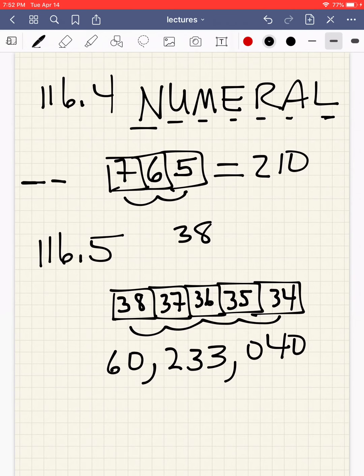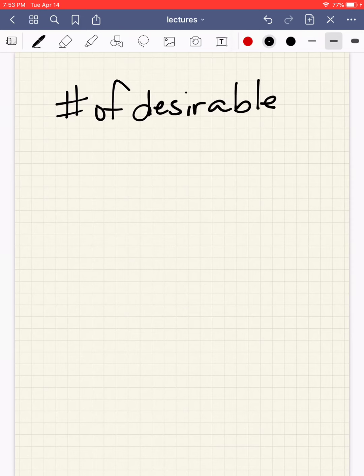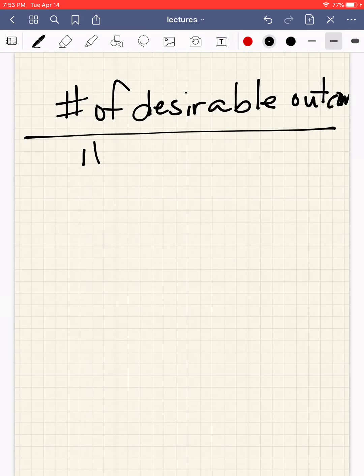Okay, now then turn to page 472. We're going to talk about probability now. Probability is the number of desirable outcomes, I'll just leave it like that, divided by the total number of outcomes possible.